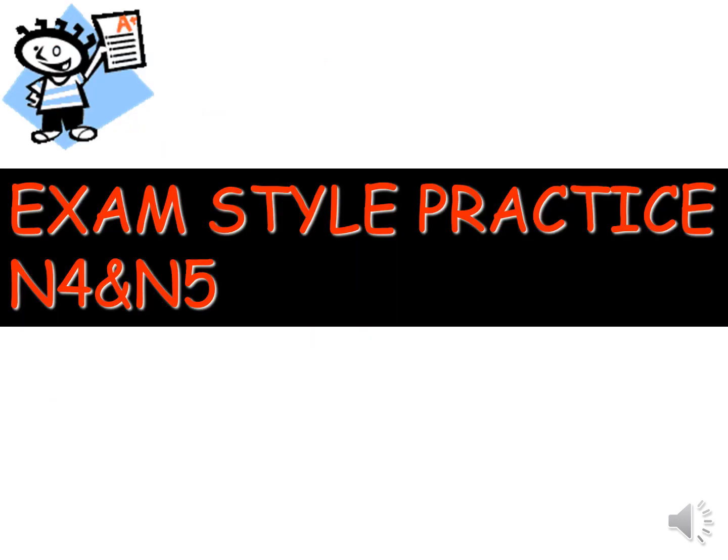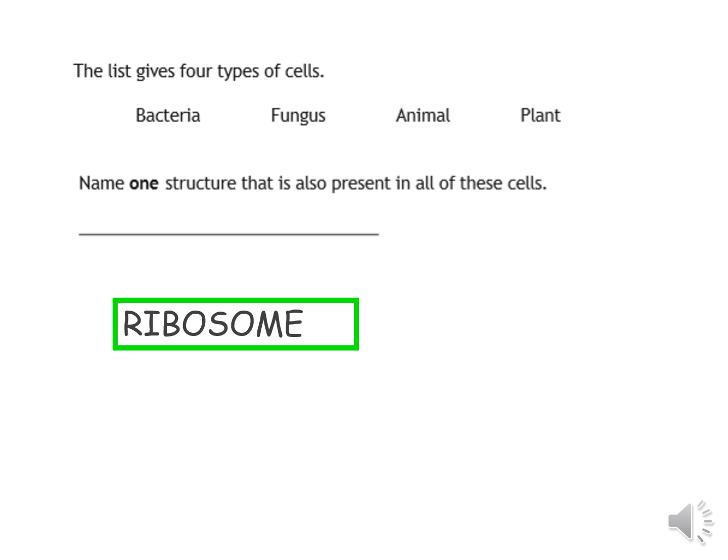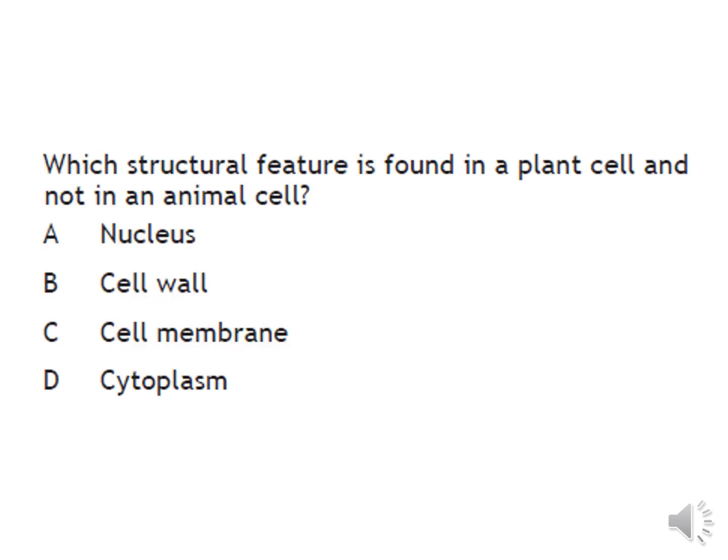Now we're going to do some exam cell practice. So the list gives 4 types of cells: bacteria, fungus, animal and plant. Give one structure that is also present in all of these cells. I'll give you a clue, there's 3 things to choose from. Ribosome, can you think of the other 2? Cell membrane, and what's the jelly-like substance? The cytoplasm. Right, which structural feature is found in a plant cell and not in an animal cell? Well done, a cell wall.